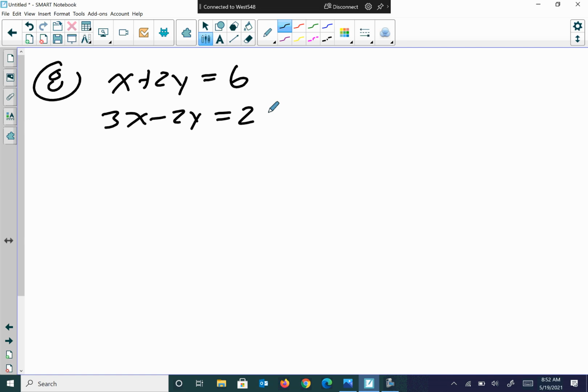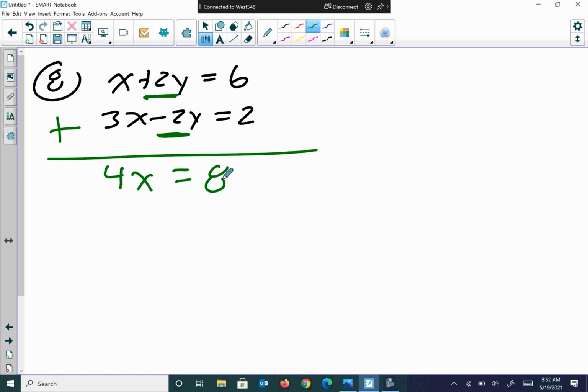What do you think, friends? Oh, okay. So if you look at this, notice this. These are the exact opposite terms. If I add these together, I'm going to get 4x equals 8. x equals 2. And then I'm going to stop there. You can go back and plug it in.